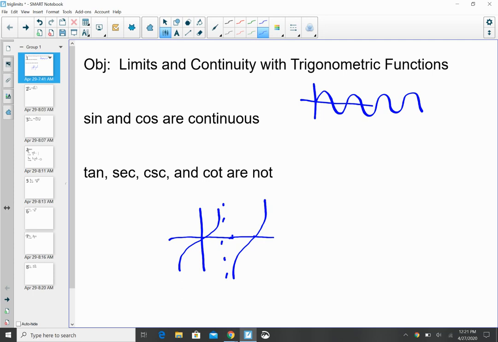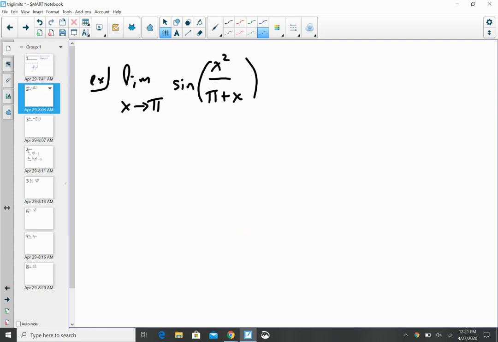Now, because of continuity, there are some special things we can apply in terms of limits. Sometimes we have to apply these special things because you can't quite see what the limits are. I'm getting a little bit ambiguous here. Let's just jump into it.